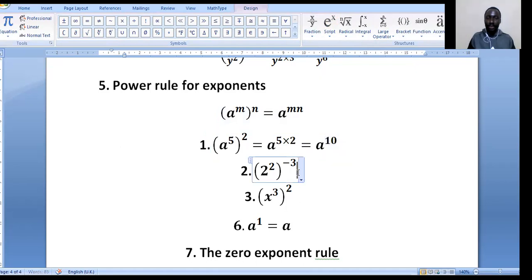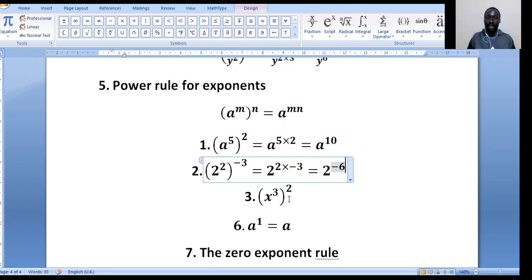Now for the second one, we will have something similar. That is, we'll be having 2 with exponent 2. And now this exponent of 2 is supposed to be used to multiply the outside exponent, which is -3. What we'll get in this case is 2 with exponent -6. That is what we get when we multiply 2 by -3.